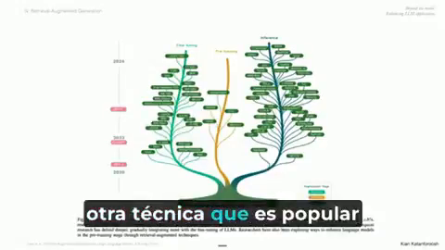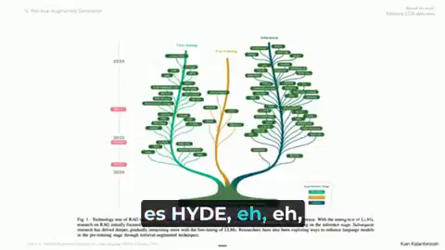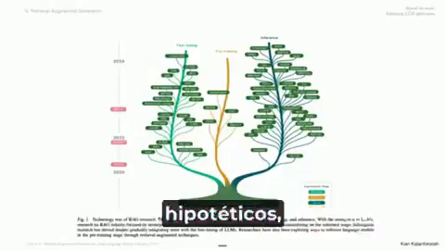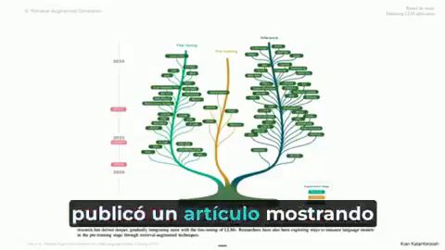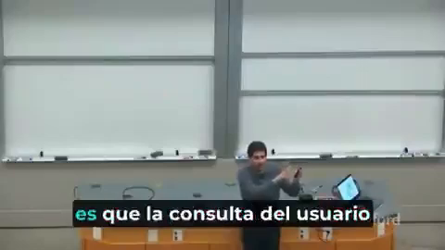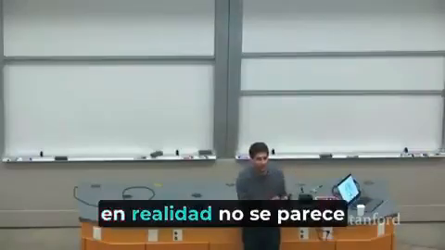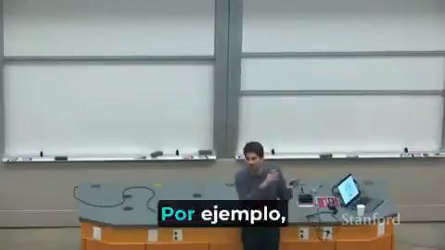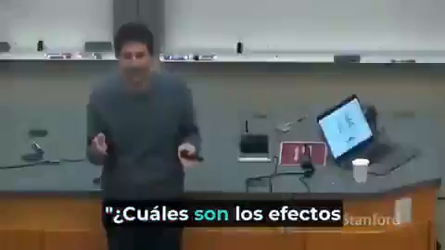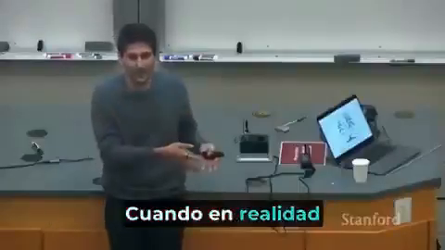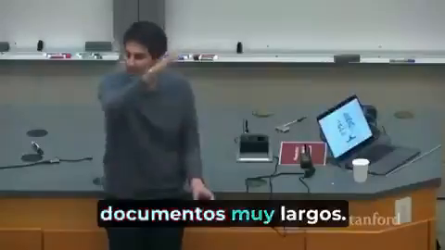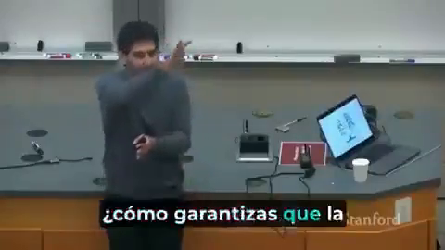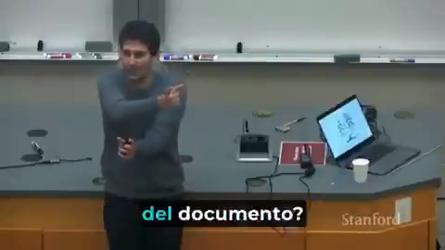Another technique that's popular is HyDE, hypothetical document embeddings, where a group of researchers published a paper showing that when you get your user query, one of the main problems is the user query actually does not look like your documents. For example, the user query might be, what are the side effects of drug X? When actually in the document, in the vector database, the vectors represent very long documents. So how do you guarantee that the vector embedding is going to be close to the document embedding?